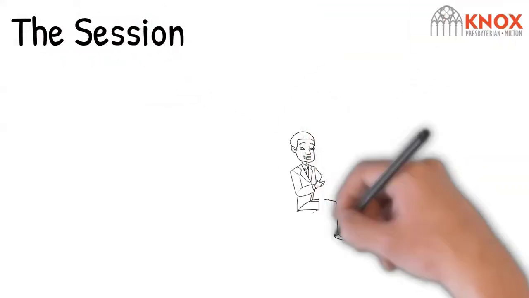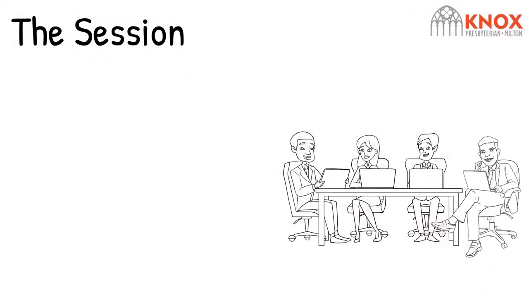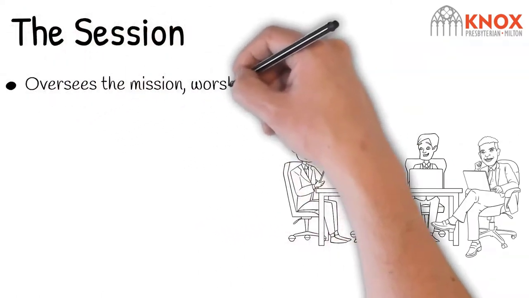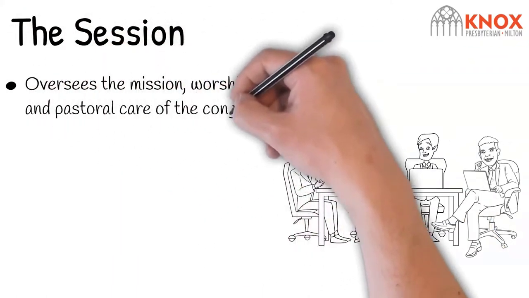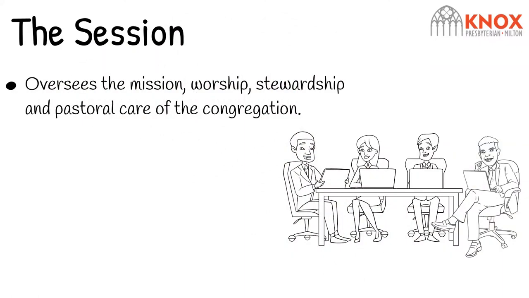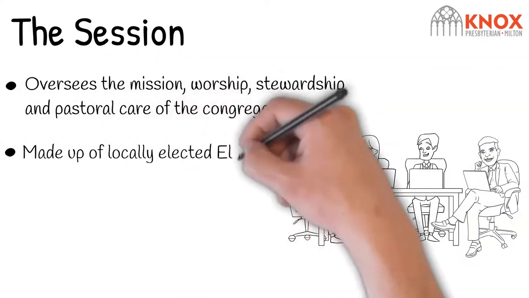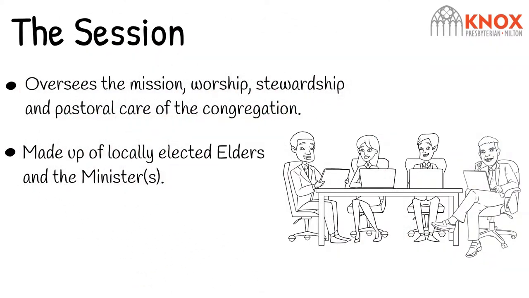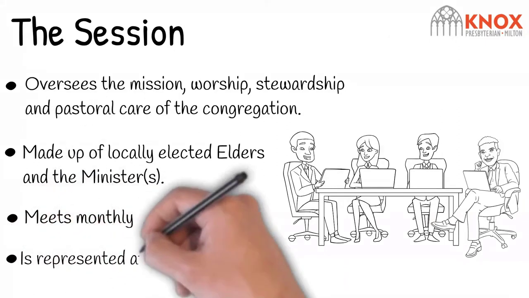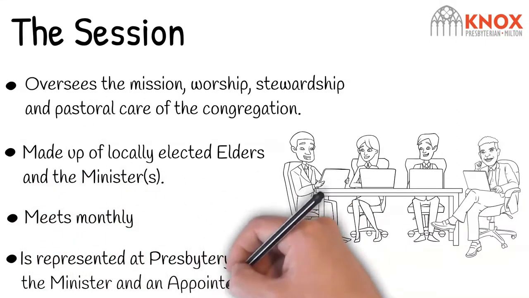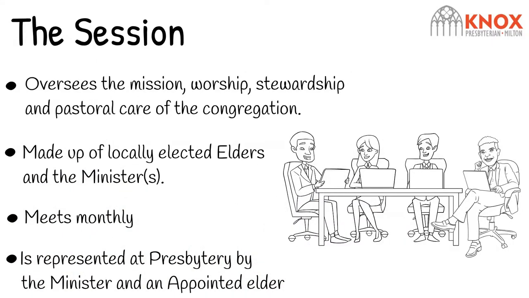The next thing we'll talk about is the session, and this is kind of like the board for the church. It oversees the mission, worship and stewardship and pastoral care of the congregation. The session is made up of locally elected elders and the minister, or ministers if you're in a church that has multiple ministers in placement. The session meets monthly, though this will change from church to church, and there might be additional meetings or breaks over summer. And the session is represented at presbytery by the minister as well as an appointed elder.